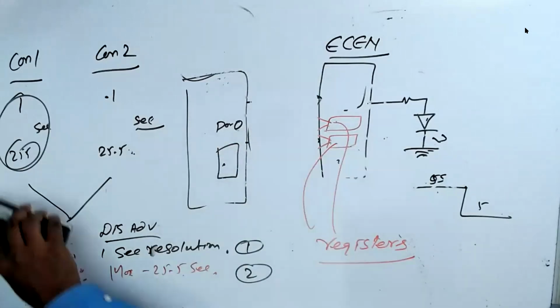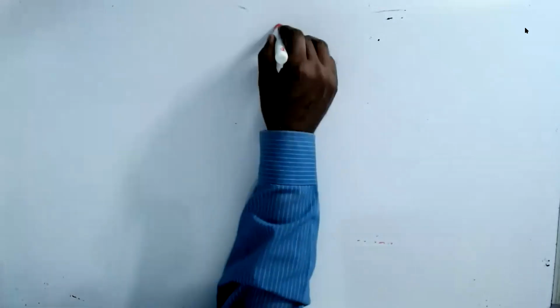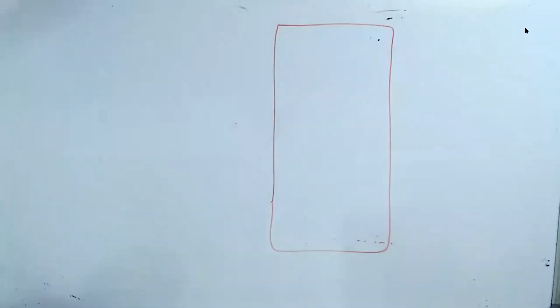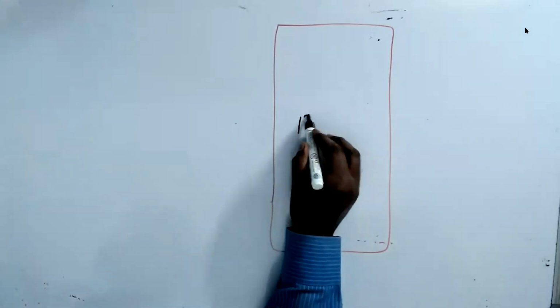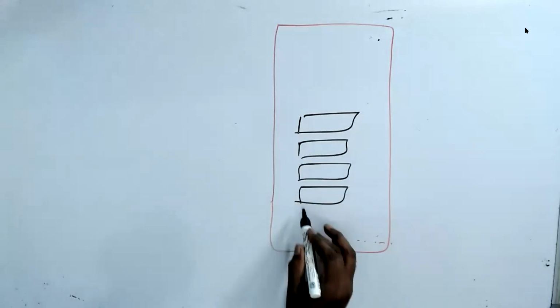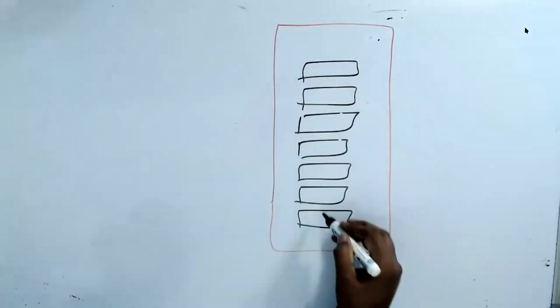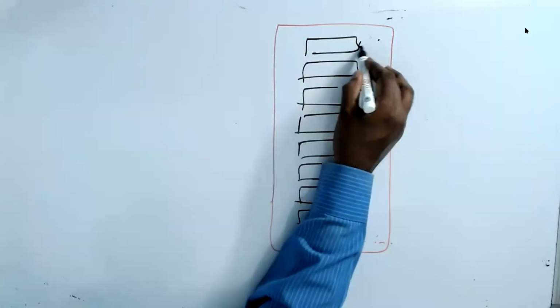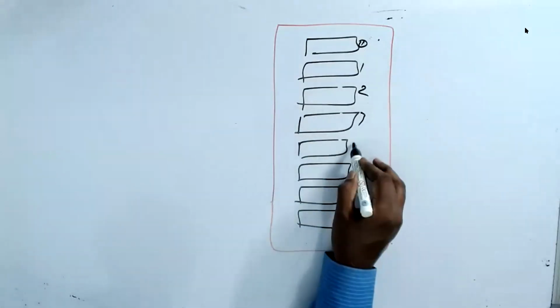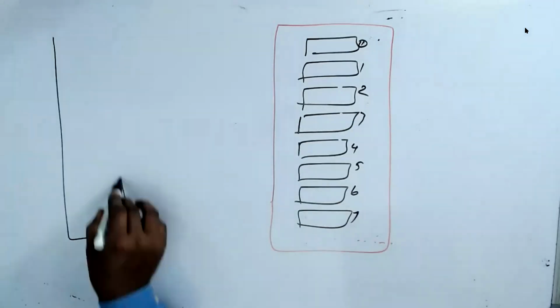How they do it is up to the controllers. Functionality can be defined by the manufacturer. Let us assume that I have a controller. The controller has so many registers. Let's say I have 8 registers: 0, 1, 2, 3, 4, 5, 6, 7. And I have a microprocessor.